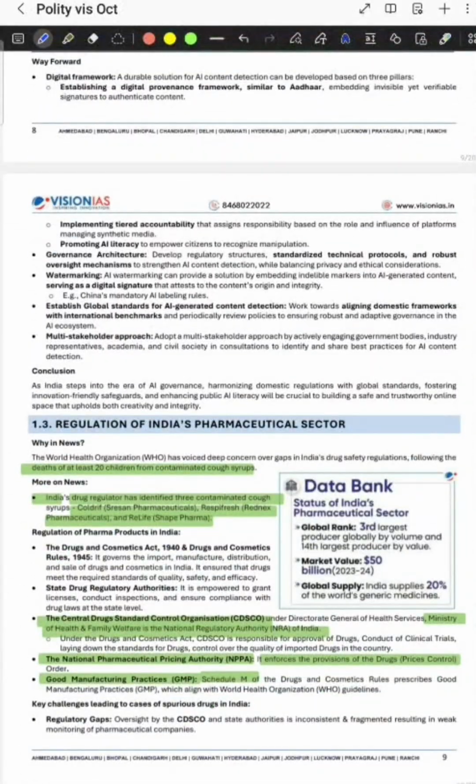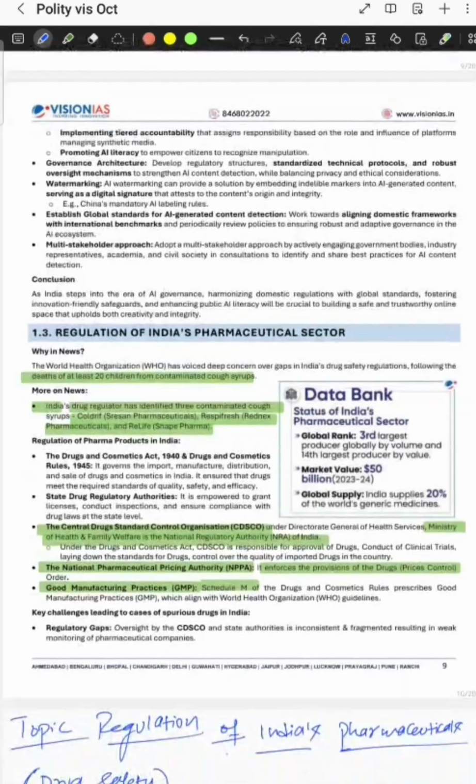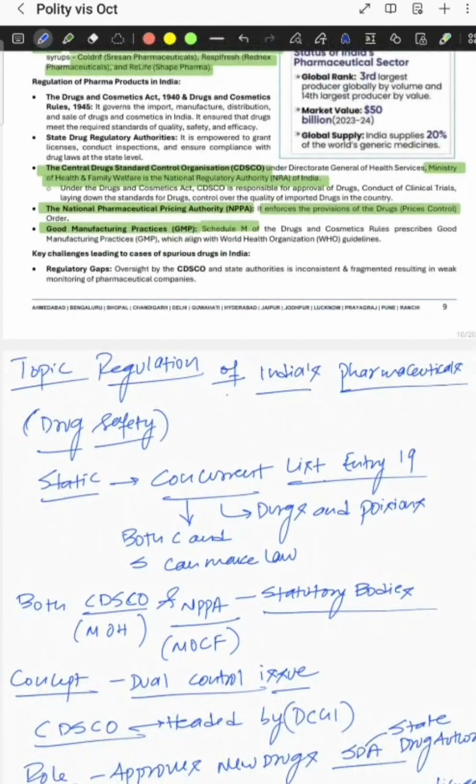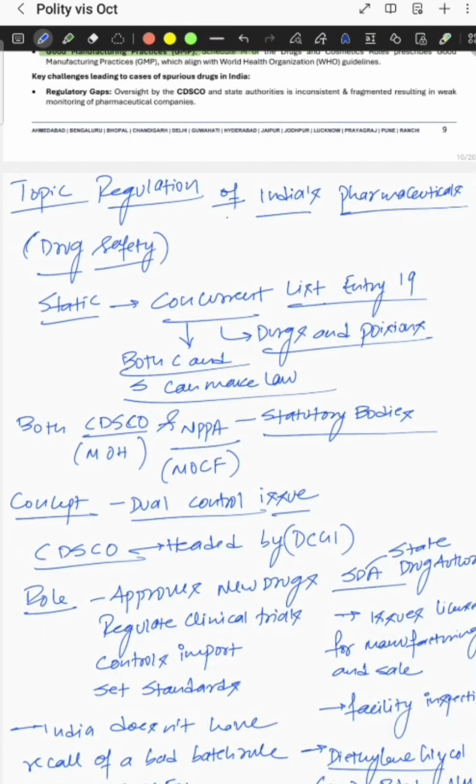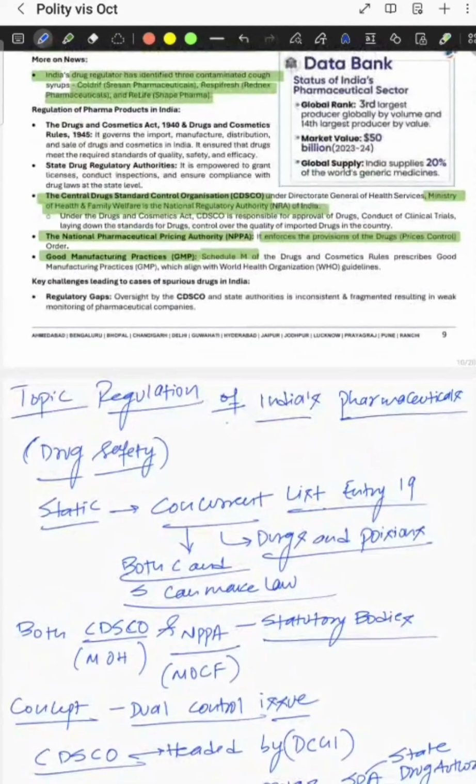The next topic is regulation of India's pharmaceutical sector. So why was it in the news? Because the WHO has voiced deep concern over gaps in India's drug safety regulations, that is, the deaths of at least 20 children from contaminated cough syrups. So what are the linkages with the static portion? That is Concurrent List entry 19, drugs and poisons, so both Centre and state can make law. And CDSCO, that is the Central Drugs Standard Control Organisation, and NPPA, that is the National Pharmaceutical Pricing Authority.